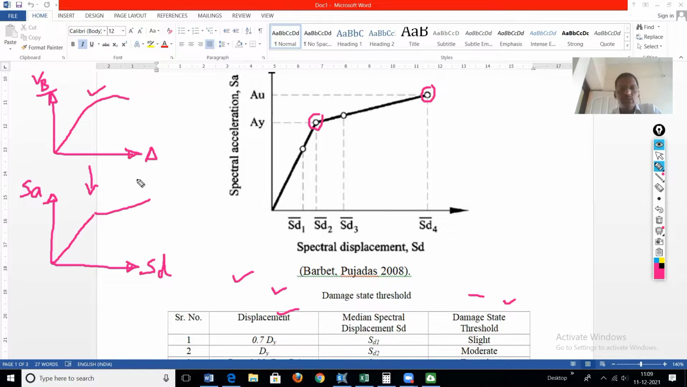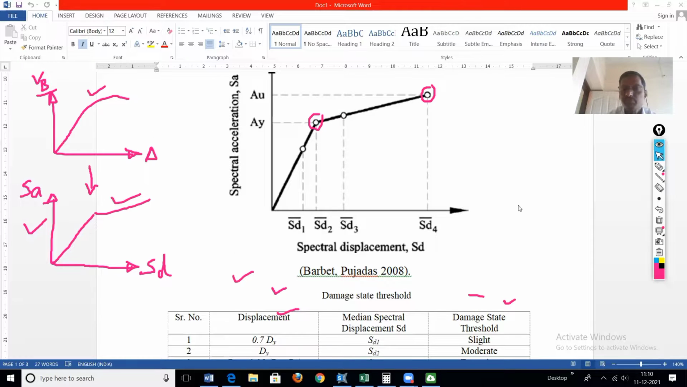But in SAP2000, this particular curve is given directly. I will just show this particular curve. Need not worry about how to convert from this to this. In SAP2000, this capacity spectrum curve is given directly. I will show that particular curve. So this is the second step.